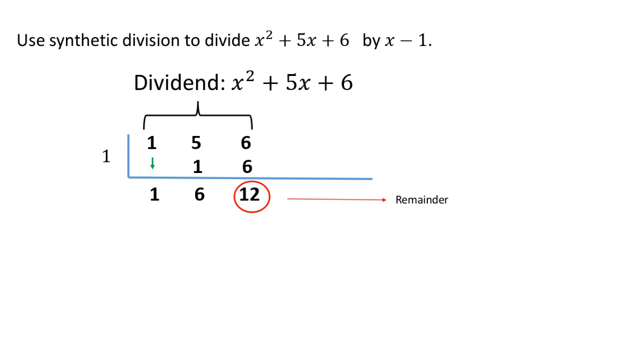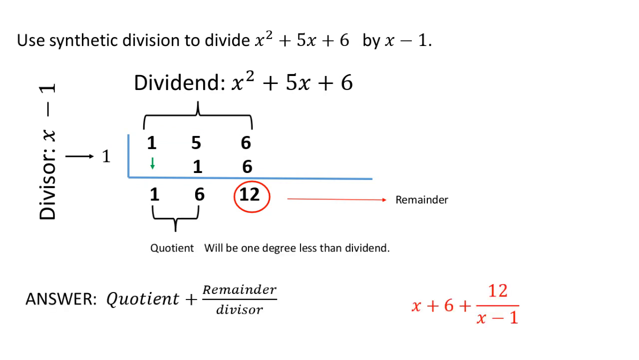The other numbers mean the following. These top 3 numbers make up the dividend, which is just our problem right here. Those are the coefficients. And this 1 is coming from what we call the divisor, which is what we're dividing by. Now the bottom numbers before the remainder, the 1 and the 6 here, are what we call the quotient. The quotient is going to be crucial in helping us solve for the other x-intercepts and zeros.